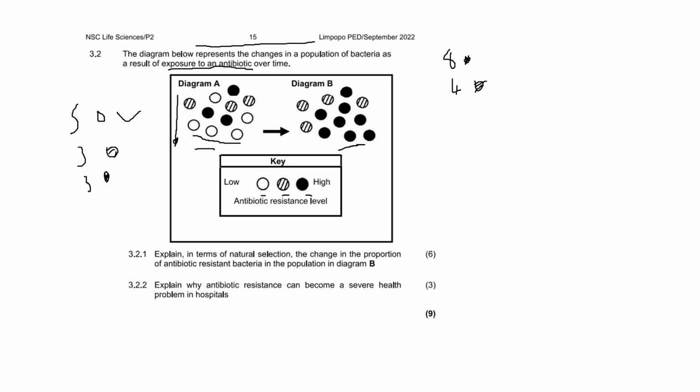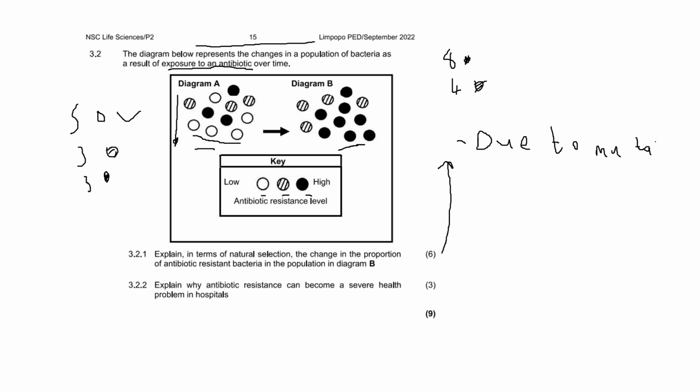So that's what they're asking us. Explain in terms of natural selection the changes which occurred to number B. So now, remember, in the previous one of dogs, we had variation. The variation there was due to amylase. Here the variation can be due to mutation. Due to mutation, we can have variation.